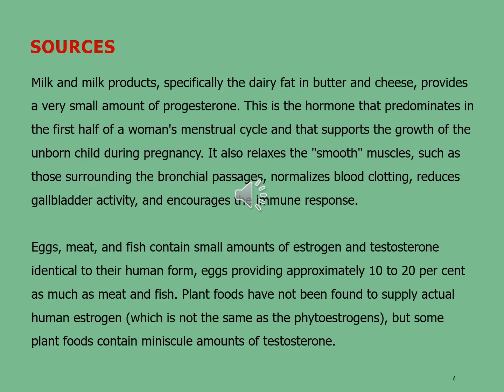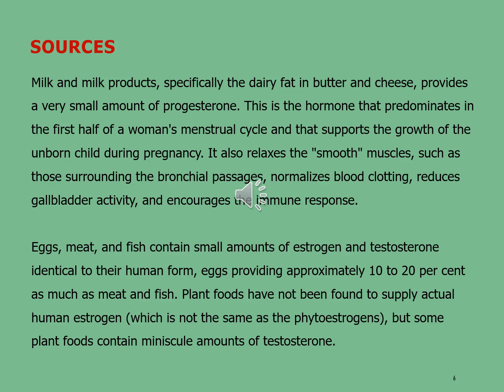When we see the basic sources of hormones, they are derived from milk and milk products, specifically the dairy fat in butter and cheese. They provide a very small amount of progesterone. This is the hormone that predominates in the first half of a woman's menstrual cycle and that supports the growth of the unborn child during pregnancy. It also relaxes the smooth muscles such as those surrounding the bronchial passages, normalizes blood clotting, reduces gallbladder activity, and encourages the immune response.